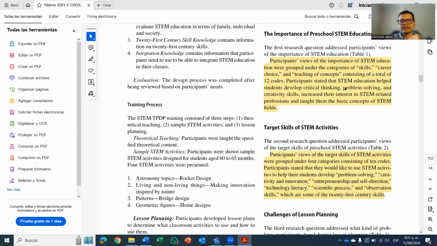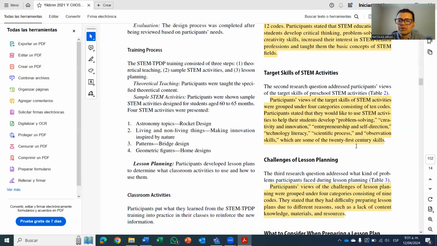So in the second, for example, they say the participant views of target skills of STEM activities were grouped under 4 categories consisting of 10 codes. Participants state that they valued using STEM activities to help students develop problem solving, creativity and innovation, entrepreneurship and self-direction, technology literacy, scientific process, and observation skills, which are some of the 21st century skills.